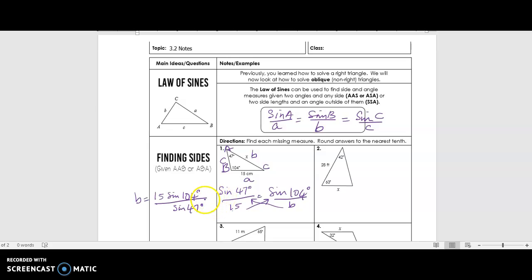Any scientific calculator will have sine, tan, and cos, so you can easily find this value, and it's going to be 19.9 centimeters, because everything is in centimeters. So b's value is 19.9 centimeters. All right, same way we'll find the rest.